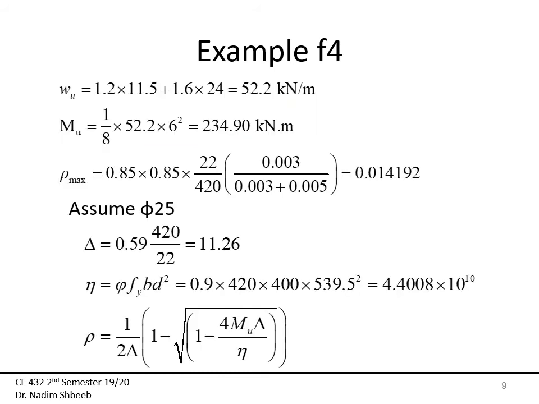Start off like we did with the previous example. We find the ultimate load, and that's going to be 1.2 times dead plus 1.6 times live. It's going to be 52.2 kilonewton per meter. M ultimate now is going to be WL square over 8, and that's going to be 234.9 kilonewton meters. Here I'm calculating rho max, and the reason for that is when I find my rho, I do not want my rho to be larger than rho max. Again, your rho should never be larger than rho max. Well, there are instances where it would be, and then that takes us to the realm of doubly reinforced concrete, and that's going to be actually our next recording after that.